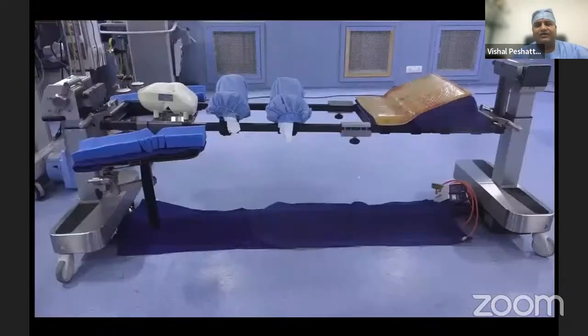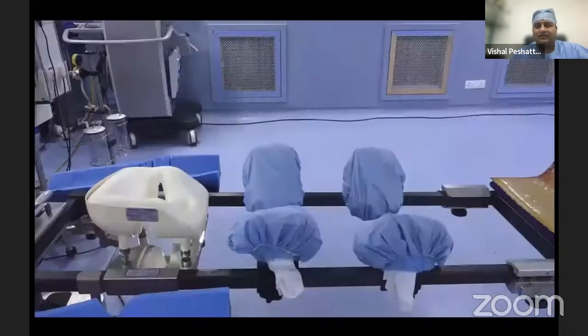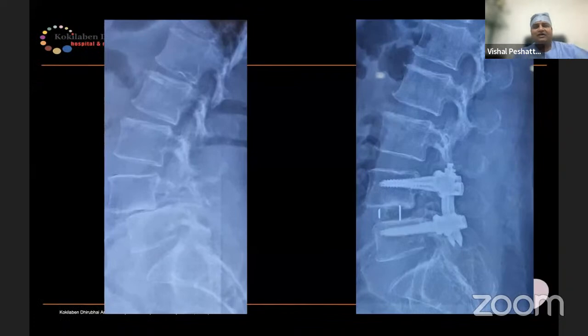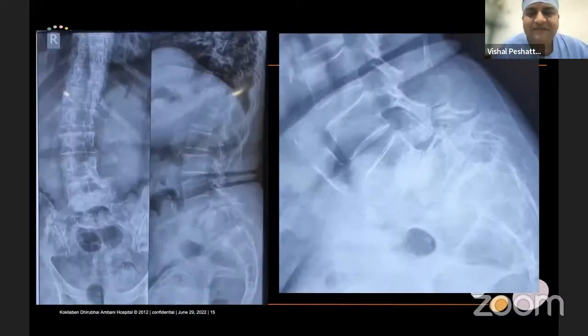We use an O-arm, you can use normal navigation or something. This is what we got at the end of it. This is a fair restoration of the height. I use lordosis rods to give that kick in a little more lordosis and restoration of the sagittal balance. So these are some of the works. You can do it at multiple levels also.